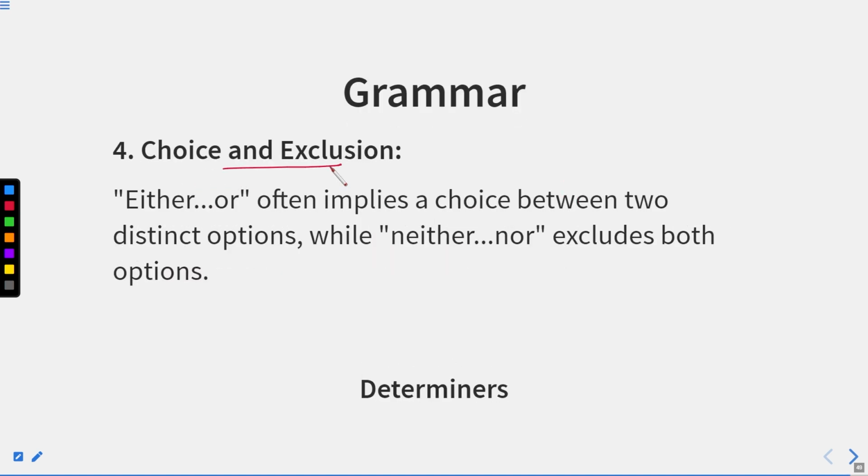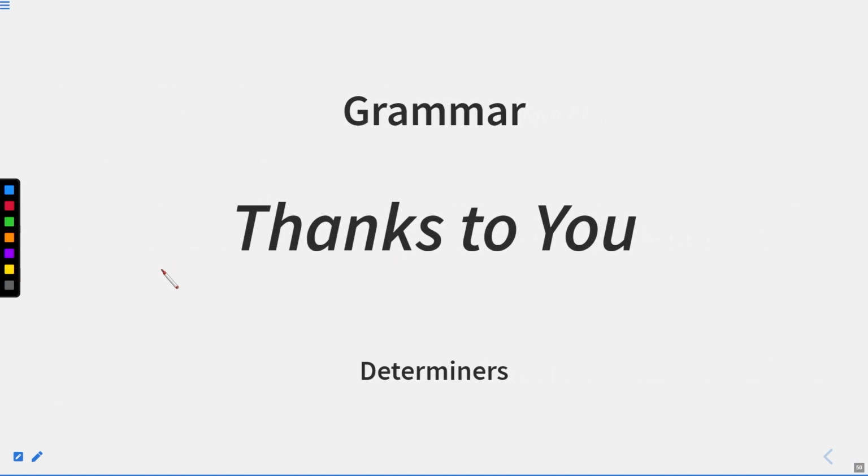Now, choice and exclusion. Either or often implies a choice between two distinct options, while neither nor excludes both options. So, I hope you understood this much of the part with either or, neither nor, and another part that we have read.